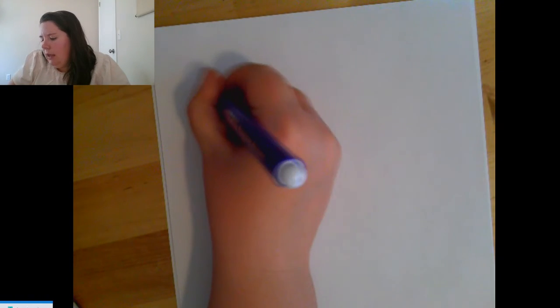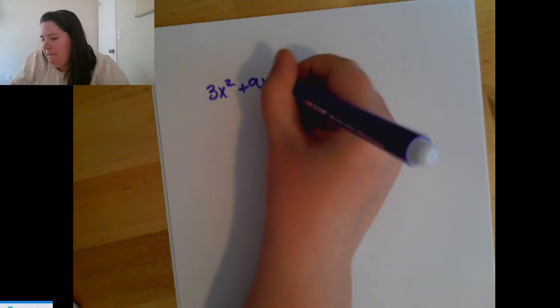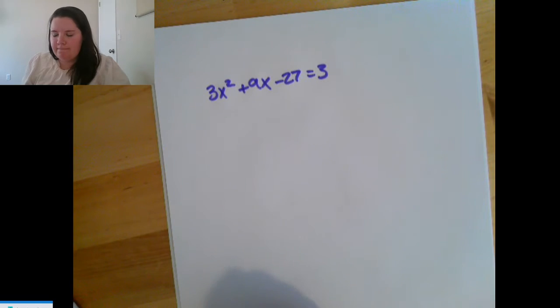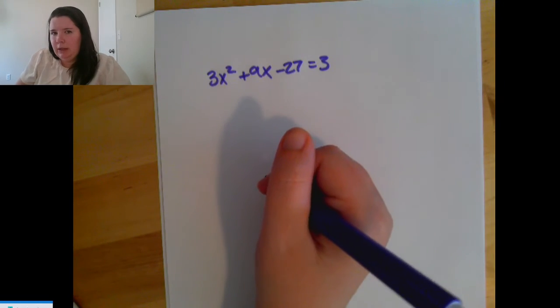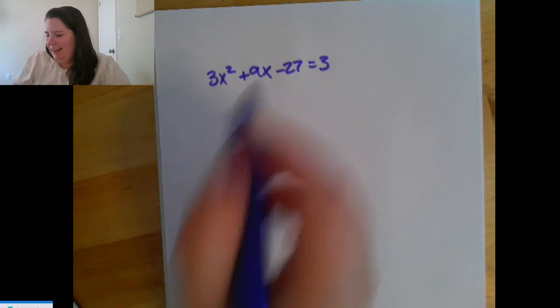I'm going to show you one more example that's not set up so nicely. I want to look at 3x squared plus 9x minus 27 equals 3. And we're told to solve for this. But it's so much different looking than our original problem that I just worked. That's a little sloppy, but that's definitely a 3. Here we go.